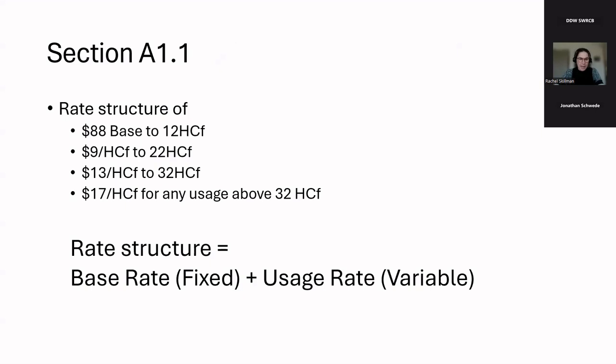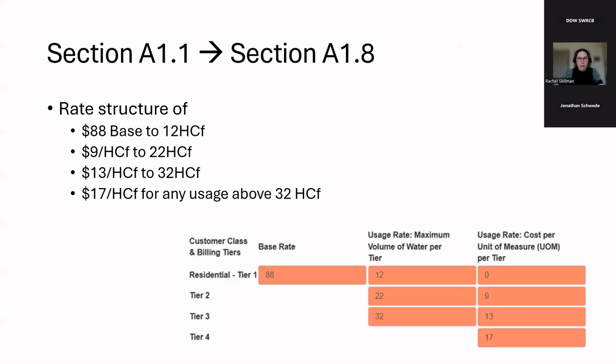And it's an $88 base rate to 12 HCF, and then $9 per HCF up to 22 HCF, $13 per HCF to 32 HCF, and $17 per 100 cubic feet for any usage above 32 HCF. So I'm going to walk you through how we would enter this in the table.